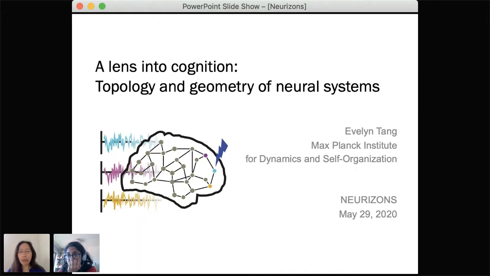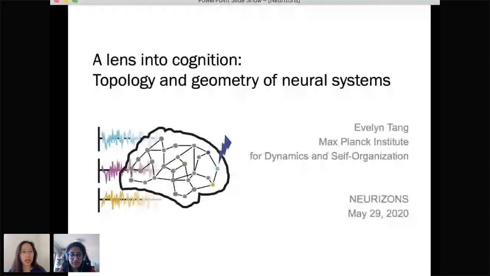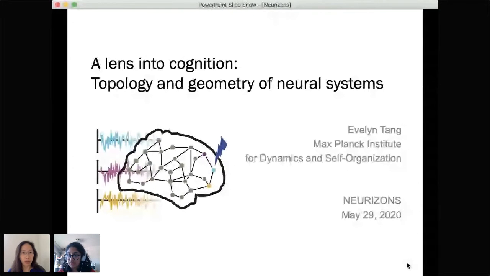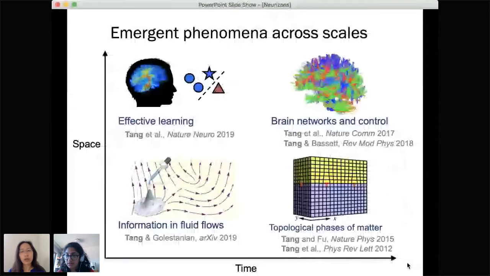So I suppose I'm a physicist, so I'm coming into this from a more physics perspective, thinking about how we can use some physics tools to analyze and understand the very complex system of the brain. So this is just an overview of different things that I think about. I've worked a lot on brain networks and control, effective learning.